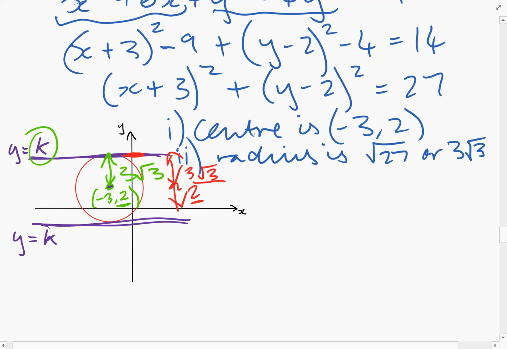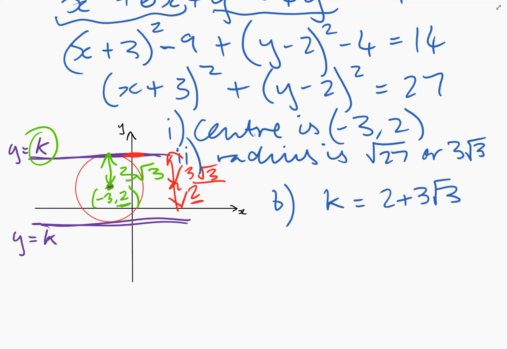So the answer to B, one value k can be is 2 plus 3 root 3, but also k could be down here. So if k was down here, then we would have this distance of 2, but then we would have to subtract 3 root 3 because the radius, remember, is 3 root 3, so this is 3 root 3 here.